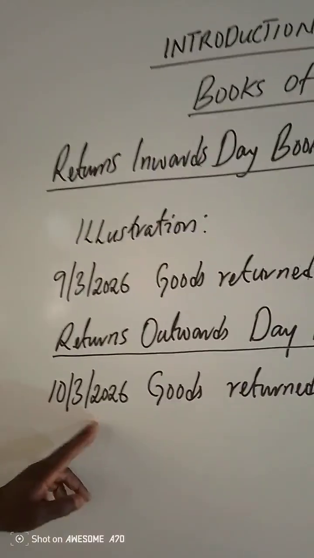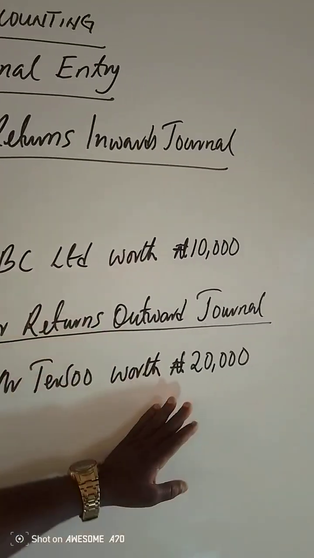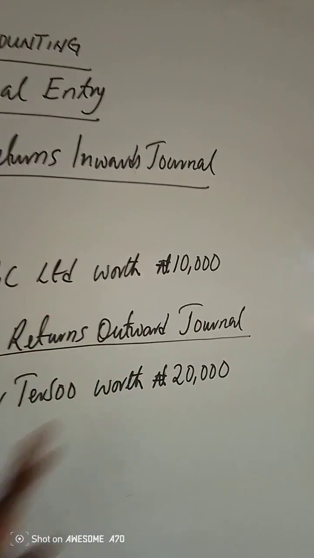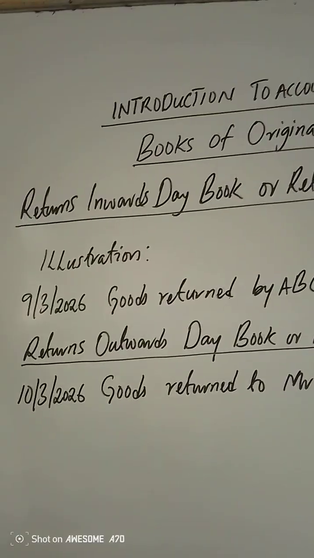Next, we now look at the return outward daybook or return outward journal. On the 10th of March 2026, goods returned to Mr. Teso worth 20,000. When goods are returned out, then we record them into what is called a return outward daybook.